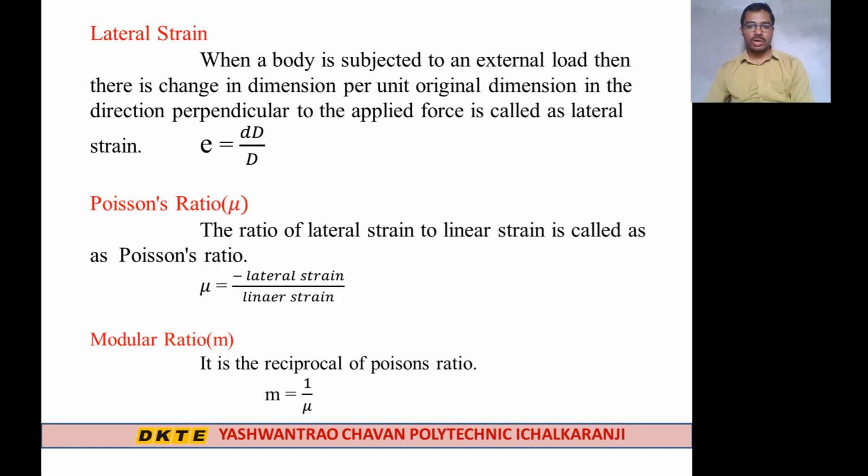Modular ratio, it is the reciprocal of Poisson's ratio. M is equal to 1 upon mu. Reciprocal of mu is equal to modular ratio. It is denoted by small m.